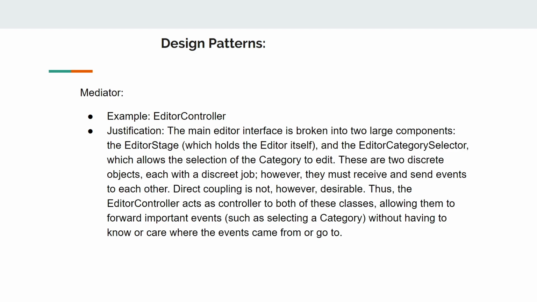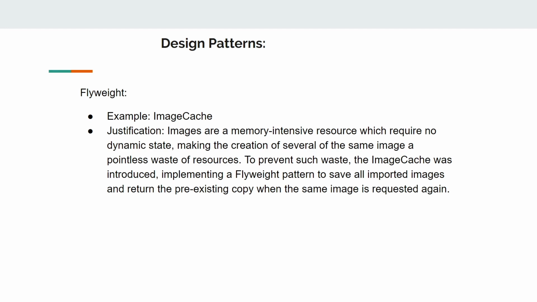Information needs to be conveyed back and forth between these two graphical components, such as, hey, which category is selected? Did you delete a category, which now needs to be reflected in the category selector, the bar at the left? So information needs passed between them, but directly linking the two together was not a particularly appetizing solution. Thus, to solve this, we created a mediator in the form of the editor controller, which also doubled by acting as a controller for both components, allowing events to pass between them without them needing to know of each other's existence.